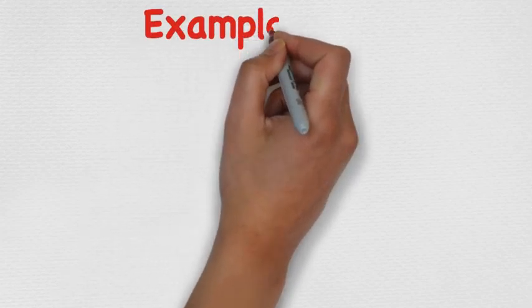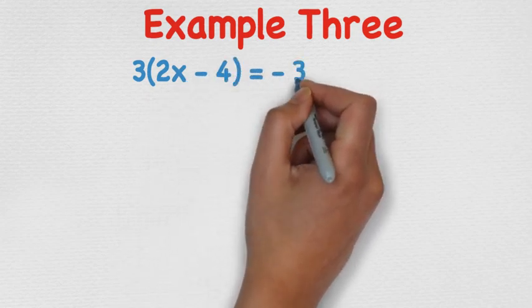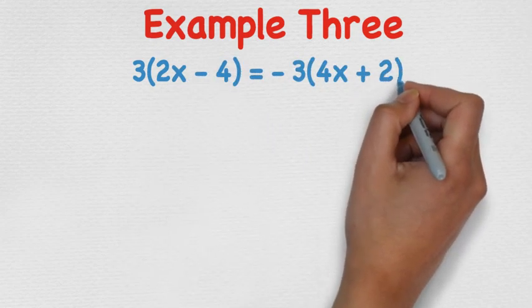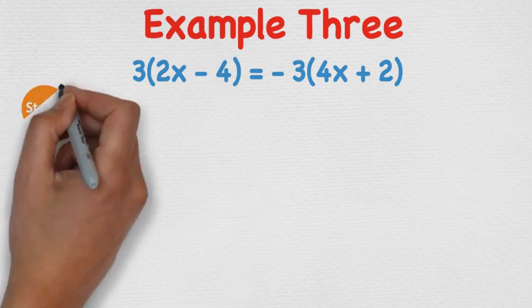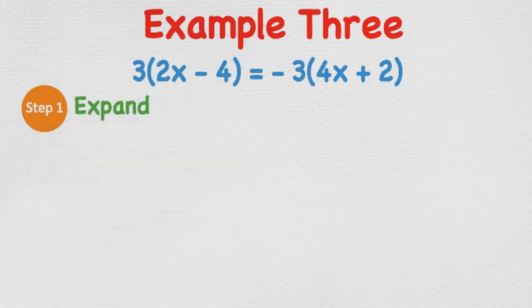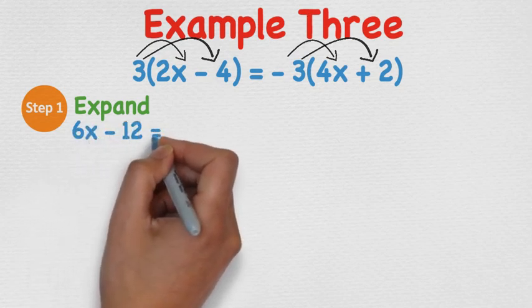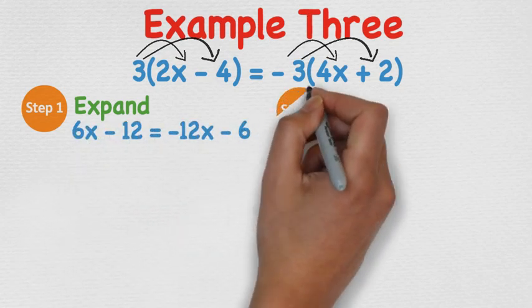Now on to the harder equation. The third example is 3 bracket 2x minus 4 bracket equals negative 3 bracket 4x plus 2 bracket. We can expand this equation as there are brackets. So if we look at the left side, we need to multiply everything in the brackets by 3. And on the right side, we need to multiply everything in the brackets by negative 3. This leaves us with 6x minus 12 equals negative 12x take 6.